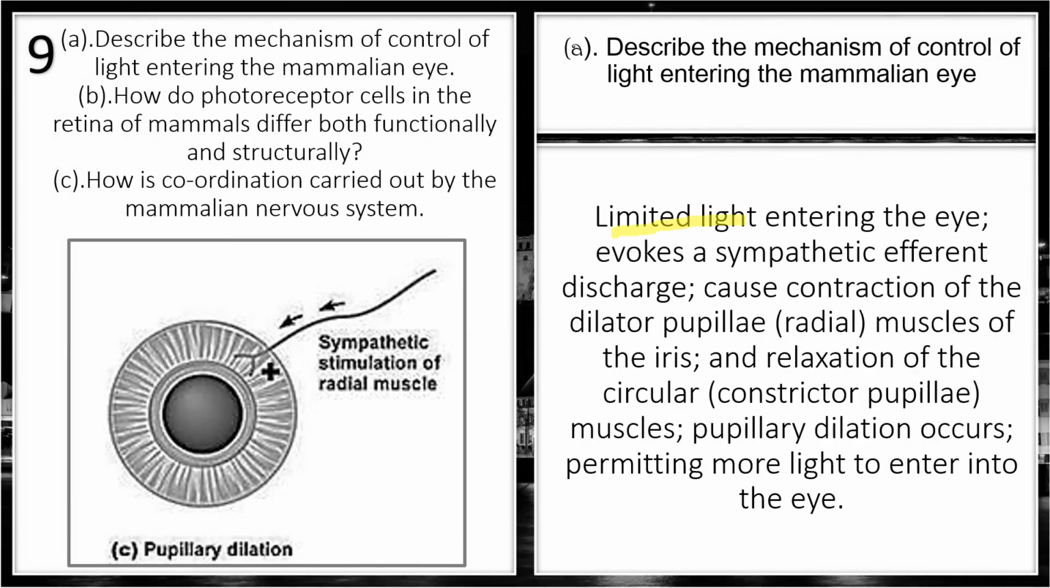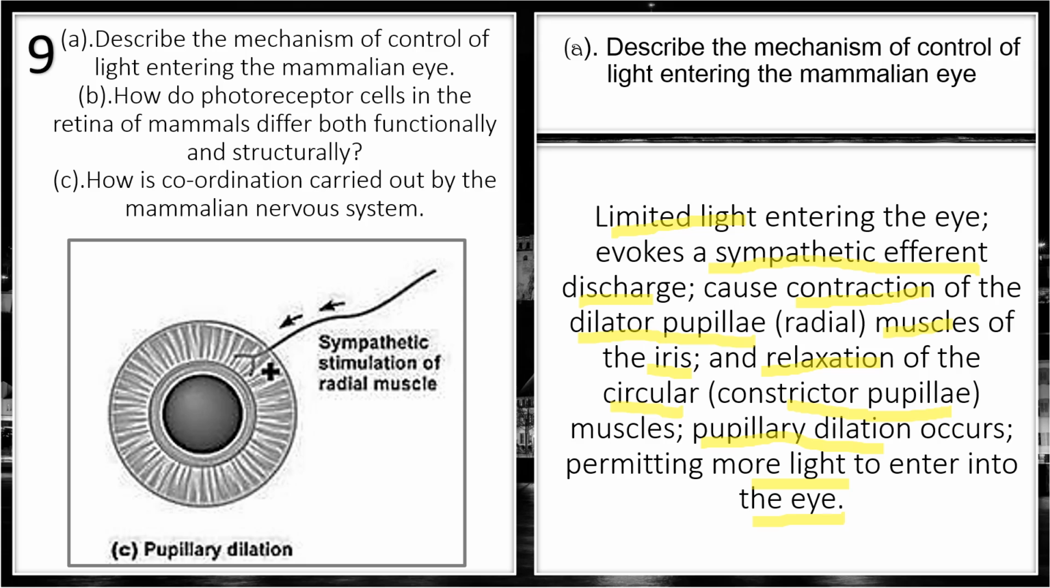Limited light entering the eye provokes the sympathetic effect discharge, which causes the contraction of the dilator pupillary radial muscles of the iris and relaxation of the circular muscle constrictor pupillae. Pupillary dilation occurs, and thereby permits more light to enter the eye.